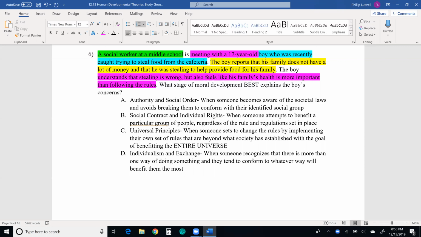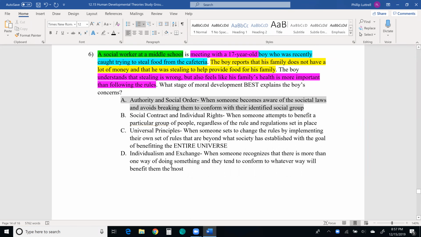Quick review. We're a social worker in a middle school, and a 17-year-old boy was caught stealing food from the cafeteria. He did it because his family does not have a lot of money and he wants to provide food for them. He understands that it's wrong, but also feels like his family's health is more important than following the rules. So at this given time, we're going to rule out A, because A would say, I know stealing is wrong, so I'm not going to do it. My family's health is not that important.